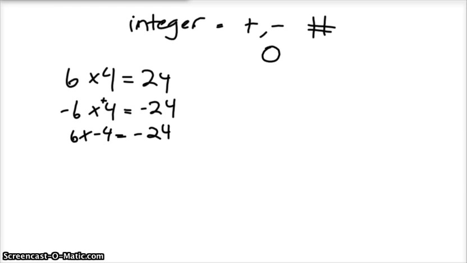Now here's where it gets a little tricky. If I do negative 6 times negative 4, then our answer is actually going to be positive. And our rule is that if the signs are the same, then the answer will always be positive.